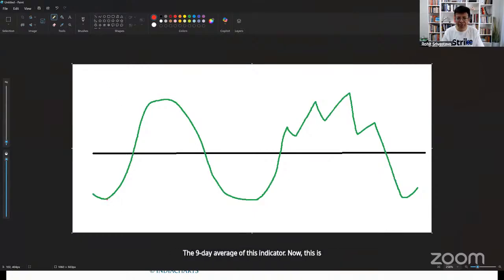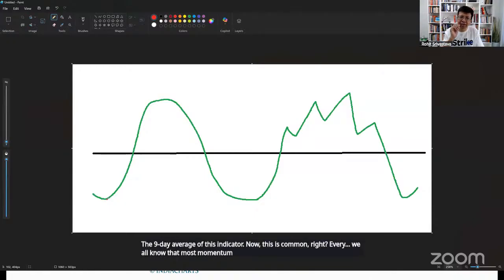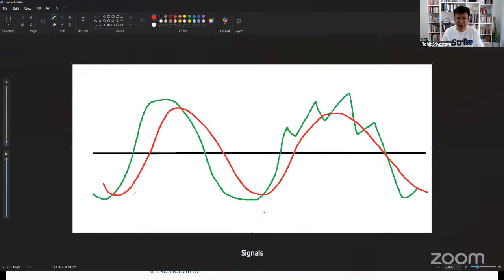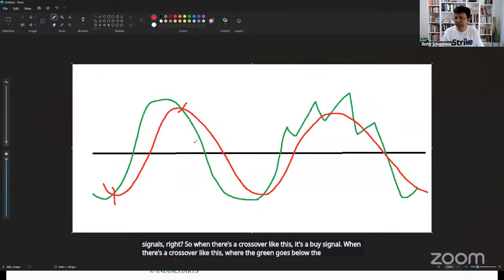Now, this is common, right? We all know that most momentum indicators have a 9-day exponential average of the indicator itself. The purpose of that 9-day exponential average is to get buy and sell signals. So every time there's a crossover, we get buy and sell signals, right? So when there's a crossover like this, it's a buy signal. When there's a crossover like this, where the green goes below the average, it's a sell signal. And then again, there's a buy signal.